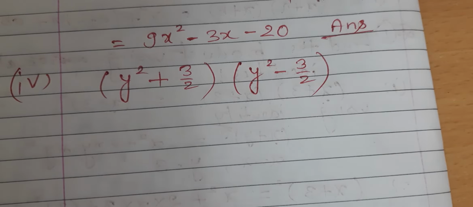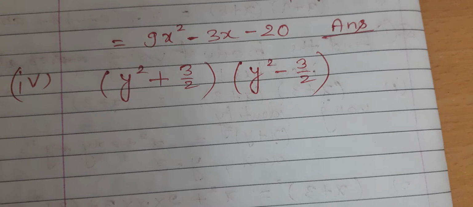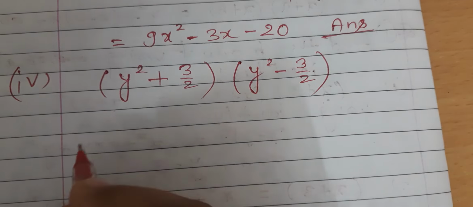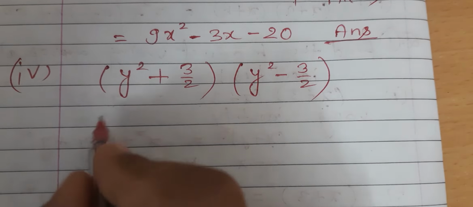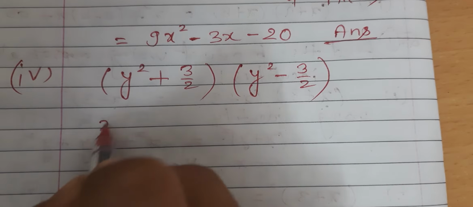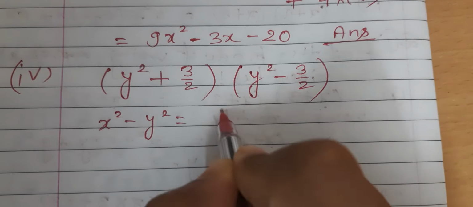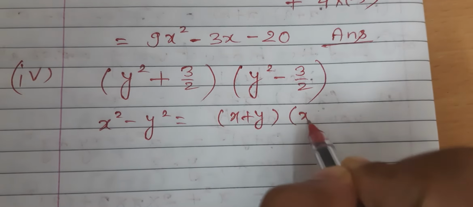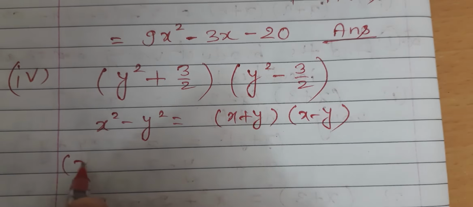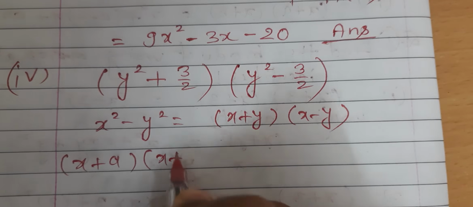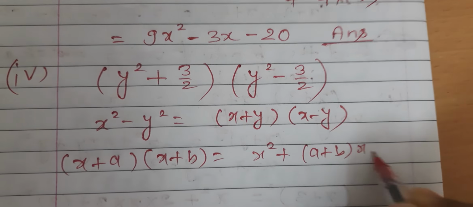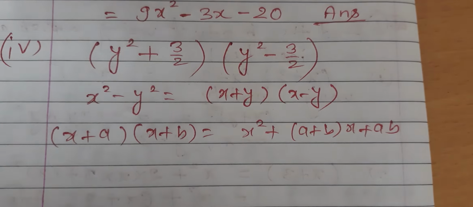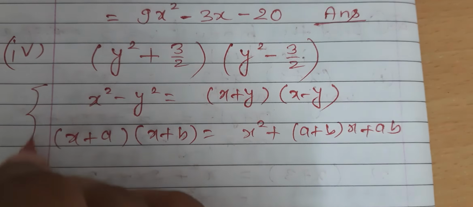We can use the third identity or the fourth identity. Now we are left with the third identity and the fourth identity. The third identity is x² − y² = (x + y)(x − y). And the fourth identity is (x + a)(x + b) = x² + (a + b)x + ab. Now we are left with these two identities.